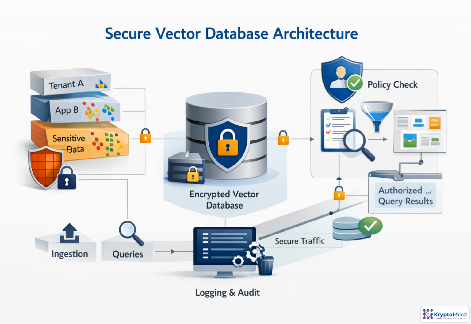Embeddings should be treated as protected data even when they are not human readable. Start by separating tenants, applications, environments, and sensitive classes into isolated namespaces or indexes. Encrypt vectors, metadata, and backups, and keep ingestion and query traffic under TLS. Most importantly, authorize the query before retrieval, so the database only searches what the requester is allowed to access. Log ingestion, searches, deletions, admin changes, and policy decisions, so investigations can reconstruct what happened.